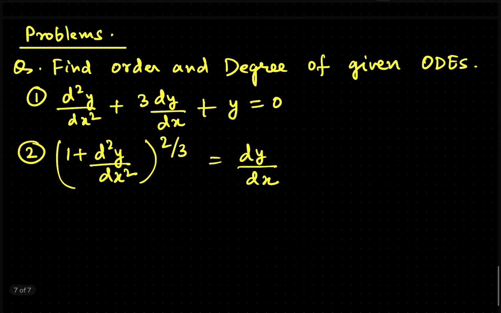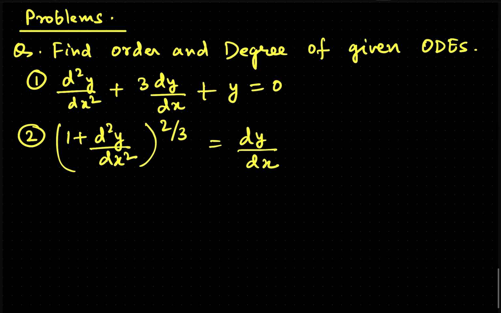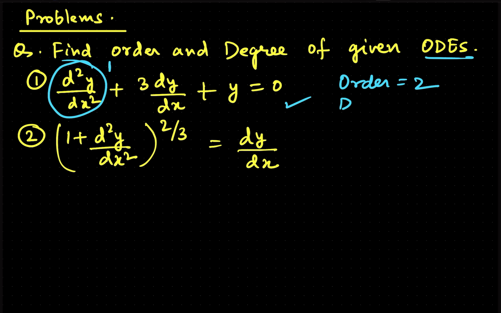Now let's discuss two problems where we have to find the order and degree of the given ordinary differential equations. For example, this is the first differential equation. Here the highest order is the second order derivative, so your order is 2, and your power here is 1. So in the first question, our order is 2 and the degree is 1.